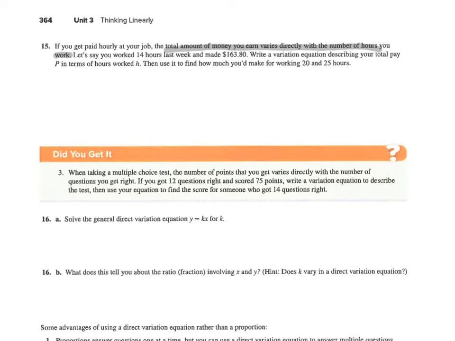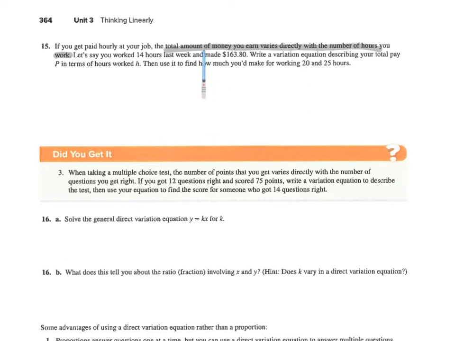Okay, let's say you worked 14 hours last week and made $163.80. Write a variation equation describing your total pay, P, in terms of hours, H. Then use it to find how much you'd make for working 20 and 25 hours. Okay, so first thing that they told us to do on page 363 was identify two quantities that vary directly.